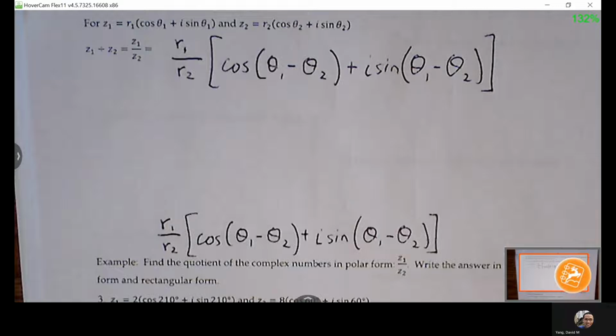Okay, go ahead and try number 3. You should be able to just do a similar process from the previous page. You're just adapting to a slightly different formula because you're dividing the complex numbers instead of multiplying.